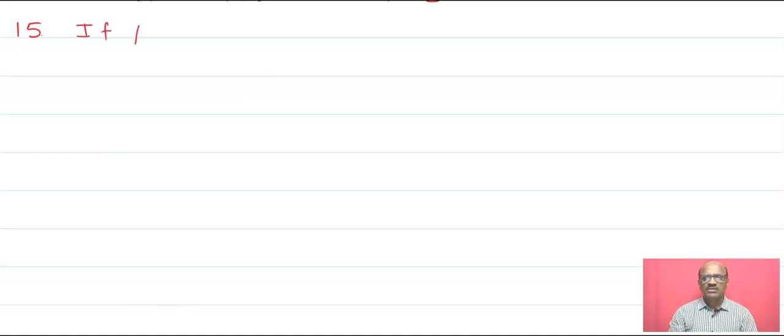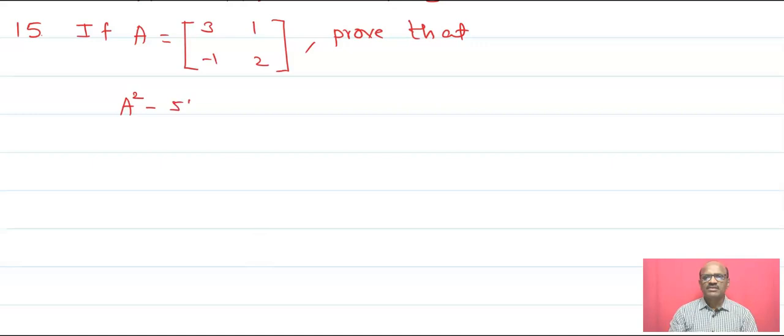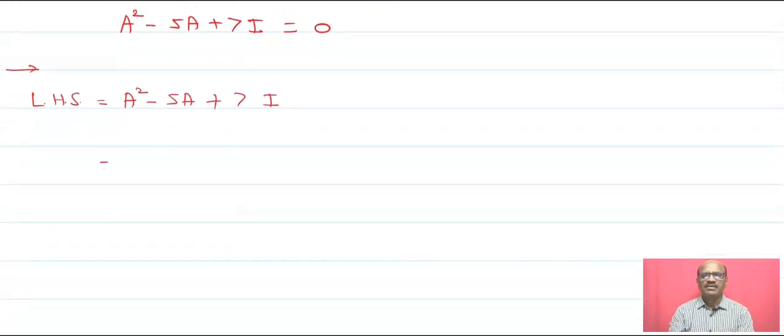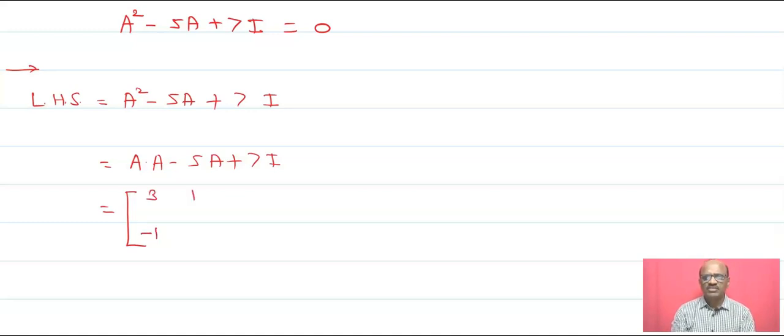Now next, question number 15. If A is equal to the matrix 3, 1, minus 1, 2, prove that a square minus 5a plus 7i equals 0. LHS is equal to a square minus 5a plus 7i. Now this is a normal matrix whose order is 2 by 2. We can perform their multiplication a number of times. This is the drilling exercise for the multiplication.